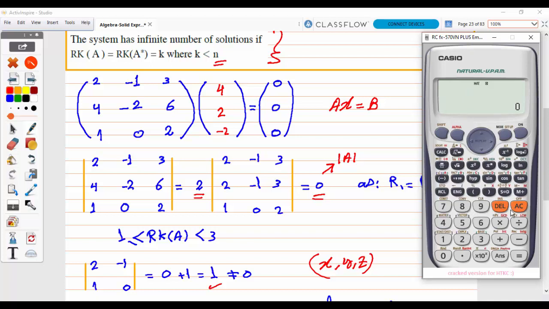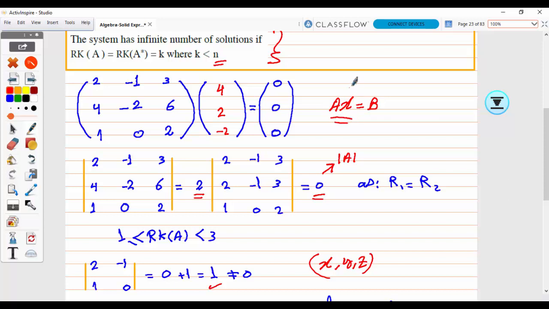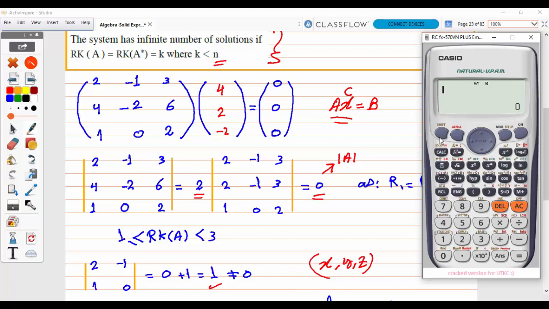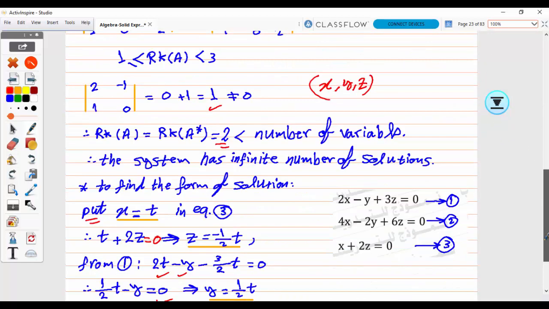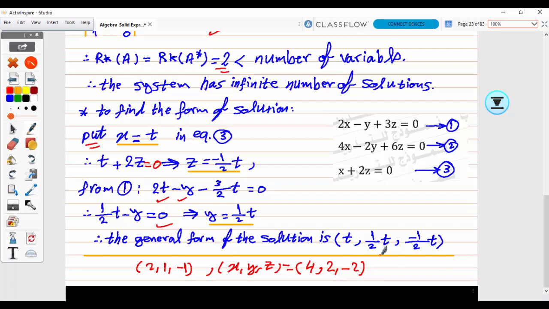Now the required is to find the product, the multiplication of matrix A by matrix C. So we go back to the calculator and we write shift 4. Here we have matrix A. We press 3, multiply, again shift 4, matrix C, at the number 5, equal 0, 0, 0. It is a zero matrix. So the general solution is right. t, half t, and negative half t is a right solution.